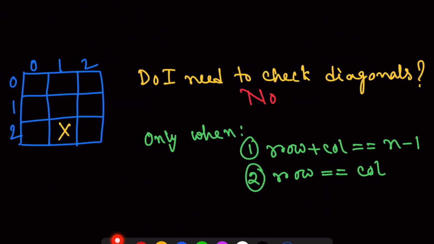Now, let's first check the diagonals. Let's say I'm making a move at this position, right? Do I need to check the diagonals? This row and column don't come in any diagonal, right? So it's unnecessary to check the diagonal for this move. We have to check diagonals only when row plus column equals n minus 1, that is for the positive diagonal, and row equals column, that is for the negative diagonal.